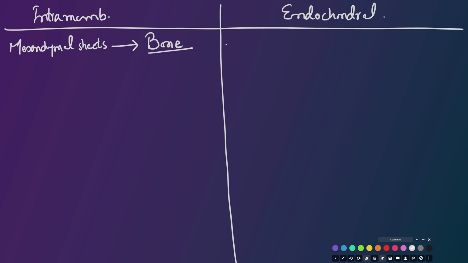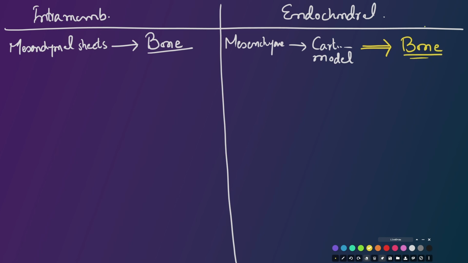They are directly converted into bone. But in case of endochondral ossification, the mesenchymal condensate, or condensed mesenchyme, is first converted into a cartilaginous model of the bone, a miniature cartilaginous model of the bone, and then this cartilaginous model is not transformed, it is instead replaced by the bone. This is endochondral ossification, and this is intramembranous ossification.